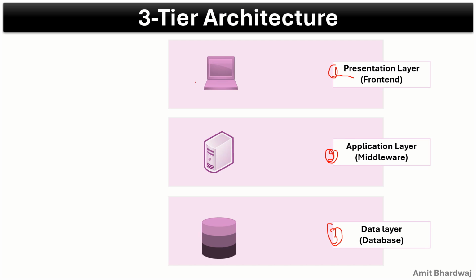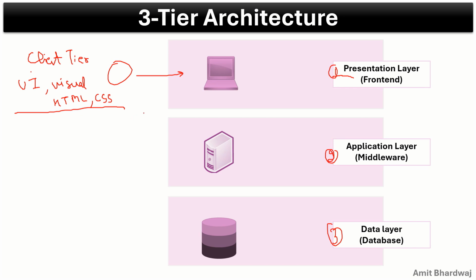So talking about the presentation layer or the front end layer, it is also called the client tier because it is front ending to the client. So client is the one who's interacting with this layer. The main purpose of the client tier or the presentation layer is the UI, that is user interface, and the visualizations. And that includes programming languages like HTML, then we have CSS. In addition to that, we have JavaScript also, which comes under the front end or the presentation layer.